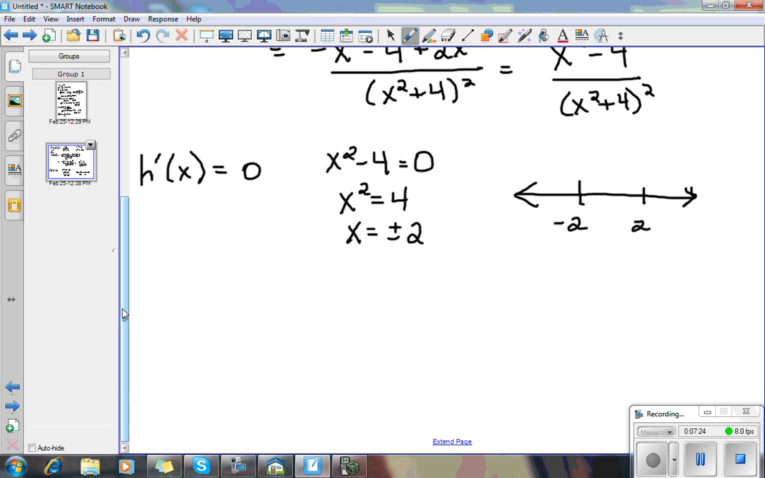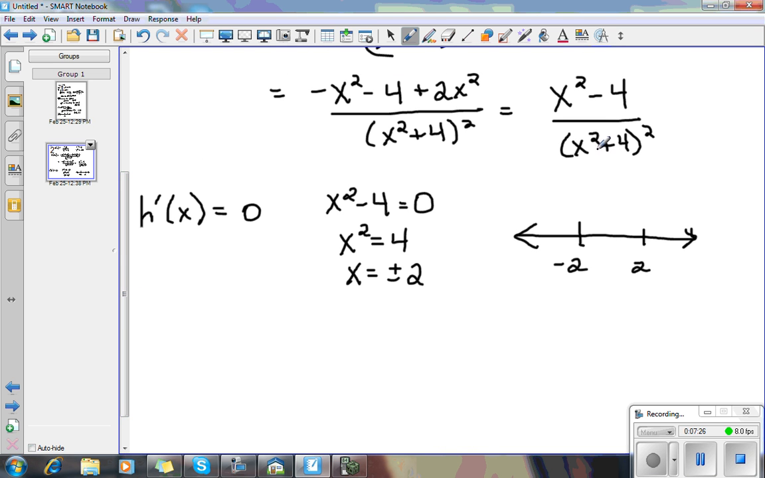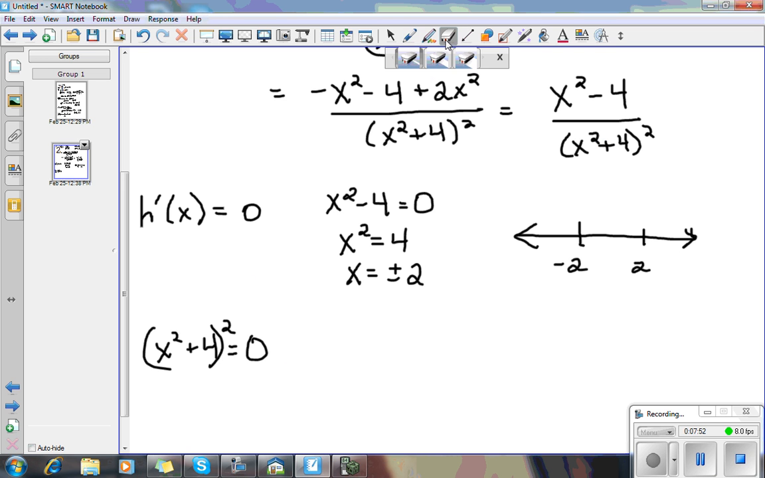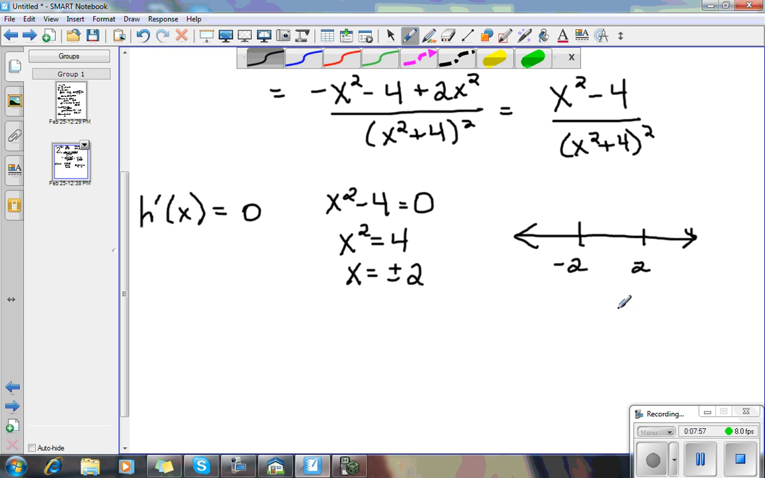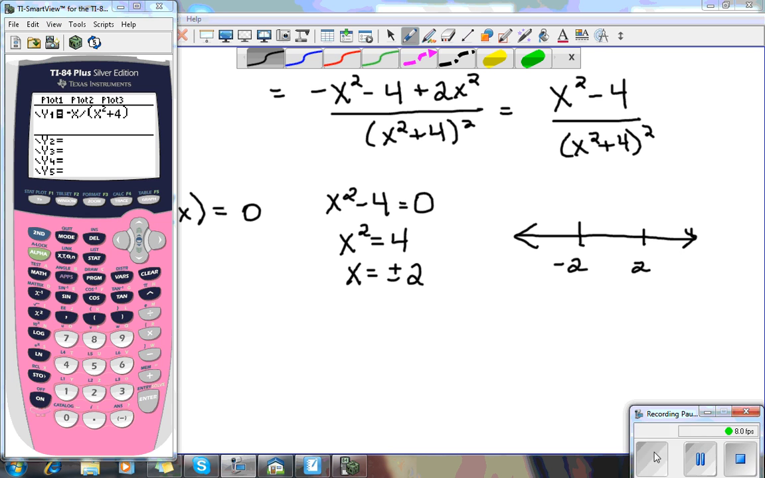From there, I need to know where my derivative is undefined. So I have x squared plus 4 quantity squared equals 0. And some of you might actually just see this. In order to have 0 in the denominator, x squared would have to be negative 4. But you can't square something and get a negative 4, so it's not ever going to be undefined. So I'm going to skip that part. You could solve it algebraically, but you can also just say it's not ever undefined. Okay, so these are my only two critical points, so let's go on from there.